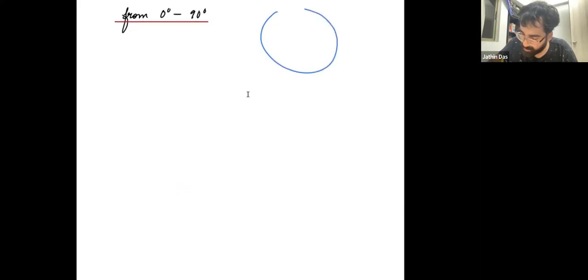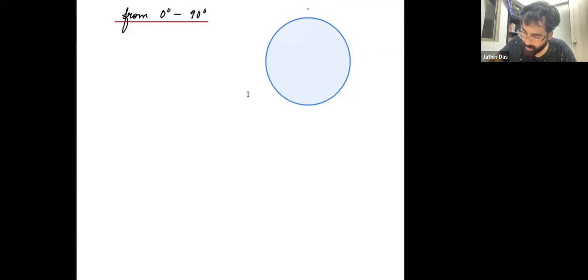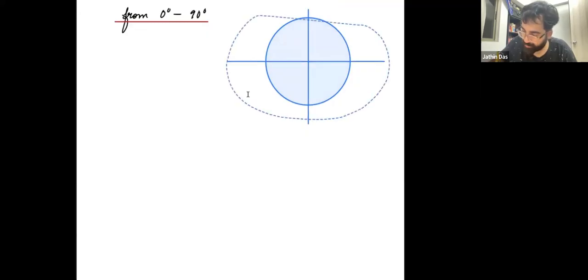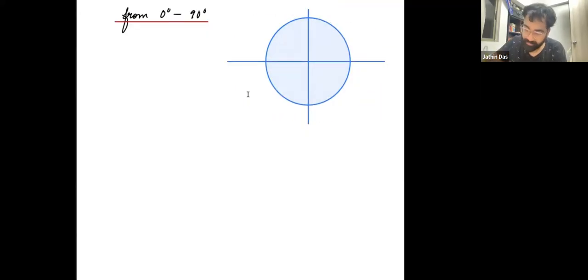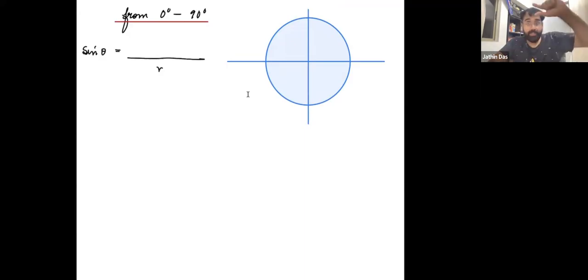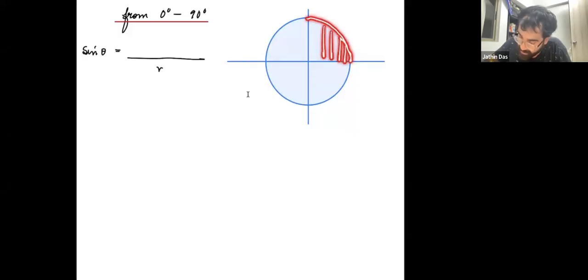And you just remember this circle. From here you will be able to get it, the circle won't come otherwise. Now, sin theta divided by r. What was sine theta? I told you, the perpendicular distance of that point from the x-axis. So as you're going from 0 to 90, what is happening to the perpendicular distance?